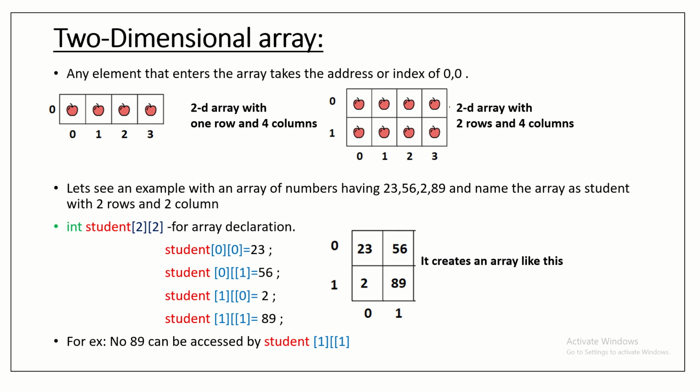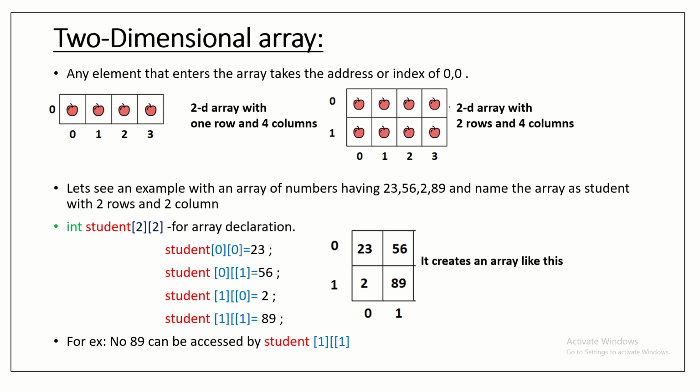And I want to assign the values to be stored at each index. So at the 0th row and the 0th column I am storing 23, and at the 0th row and first column I am storing 56. Likewise it goes on, and after that I am creating the array. Your array will look like this, shown at the right side of the program.